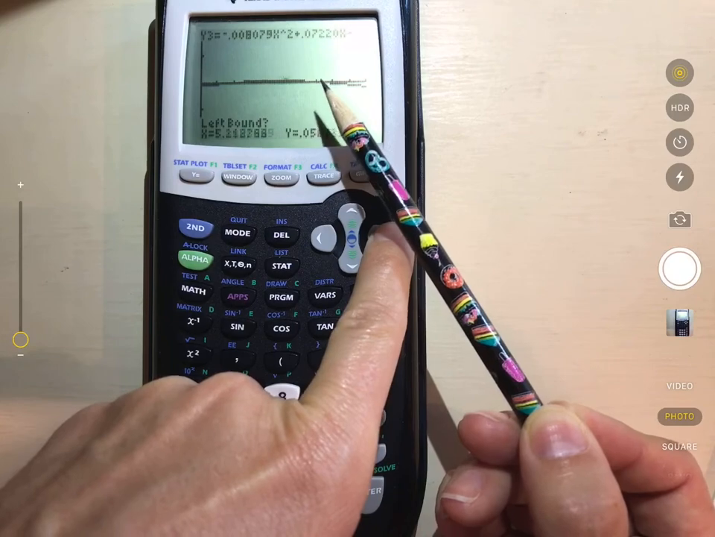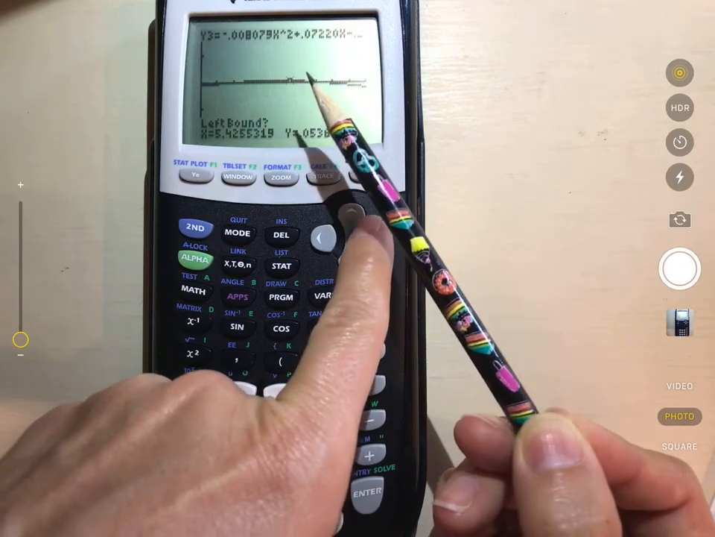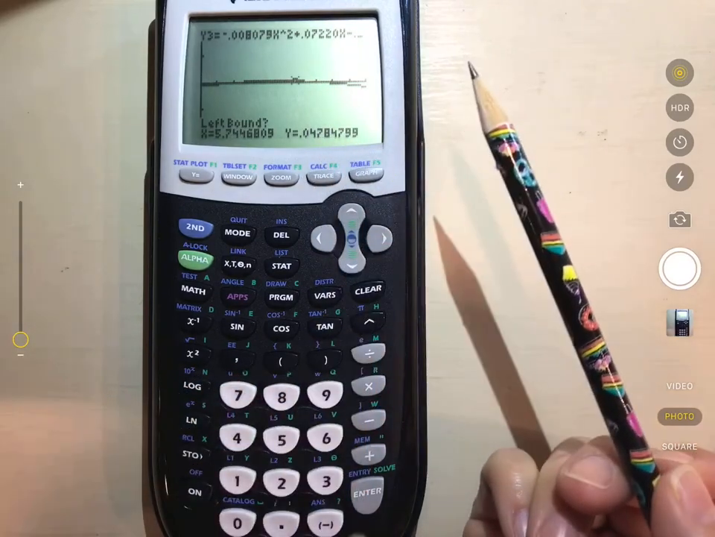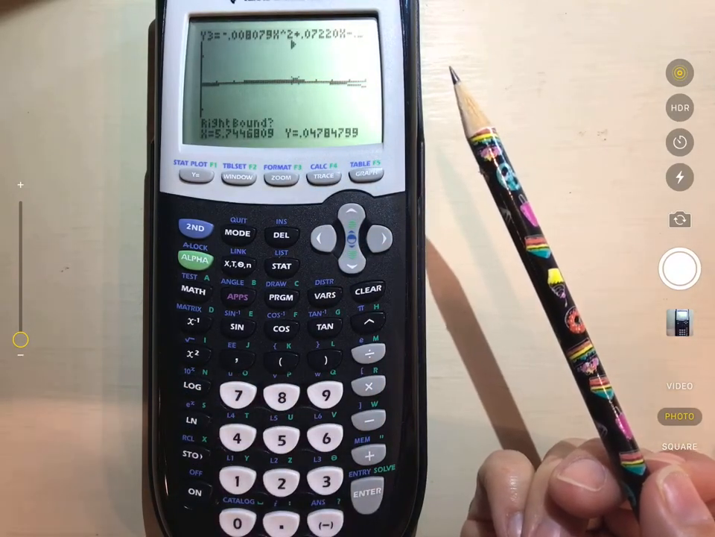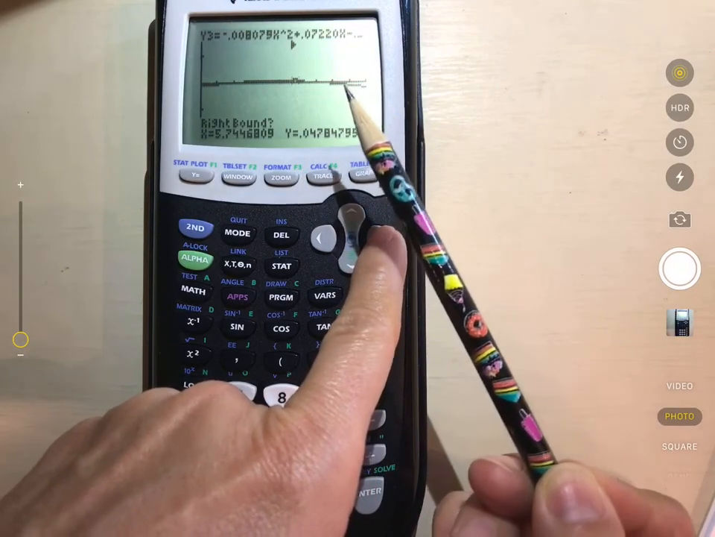So I'm going to scroll, scroll, scroll, scroll, scroll. And I want to get really close to it. And if this is up, then down, if it's above and then it goes below, to the left of it is going to be above the x-axis, where y is positive. So that looks good. I'm going to push enter.